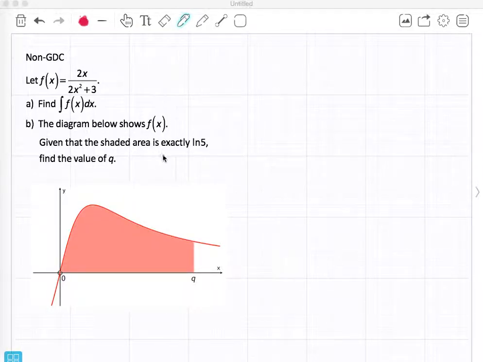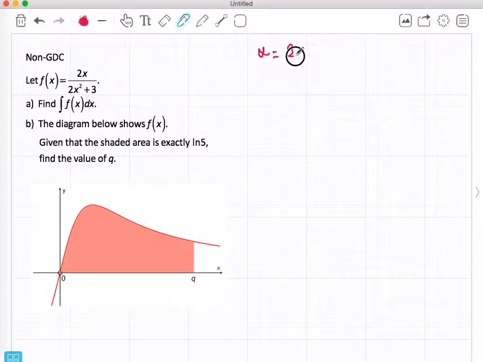Non-calculator trigonometry question here. First of all, I've got f(x) and I want to just integrate f(x). Now I'm not using the calculator, and in fact it wants me to do this without a calculator, and this looks an extremely difficult one to do, but I'm going to use substitution. So first of all, I'm going to just call u the thing on the bottom.